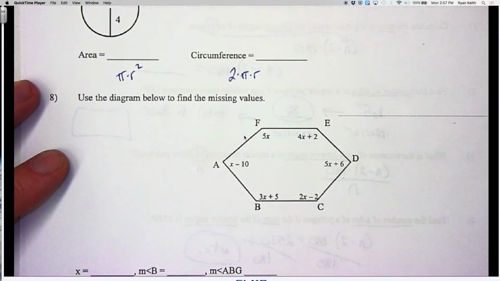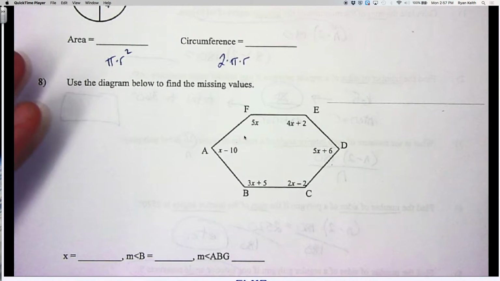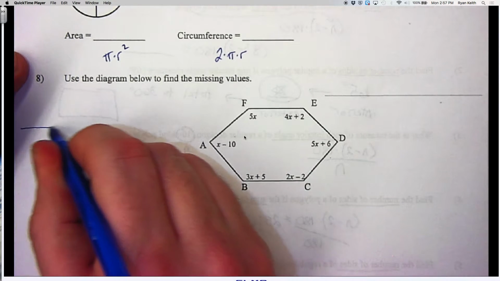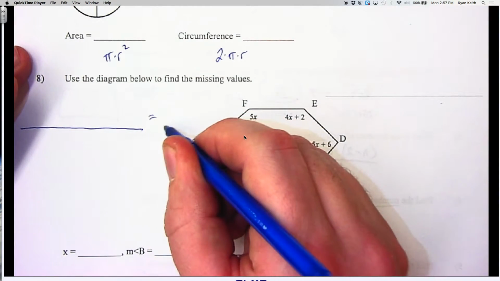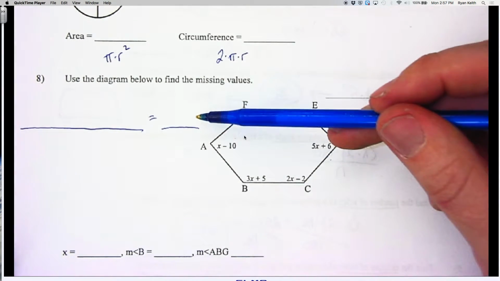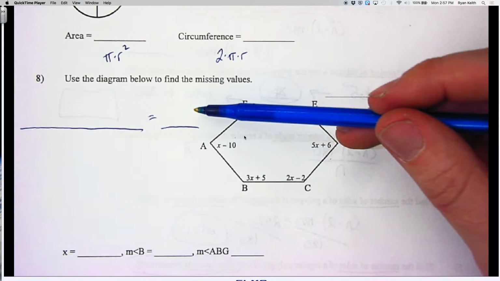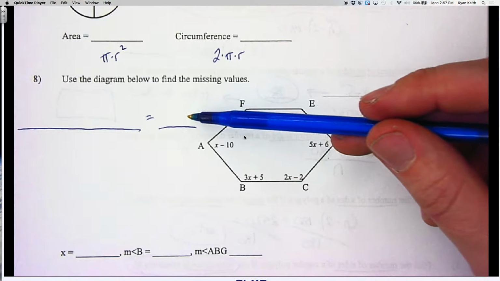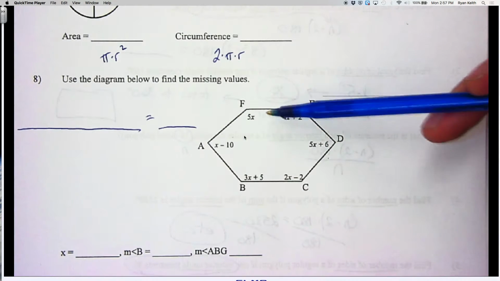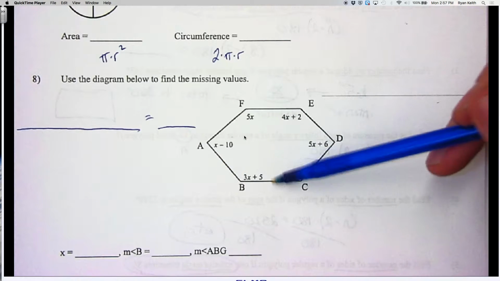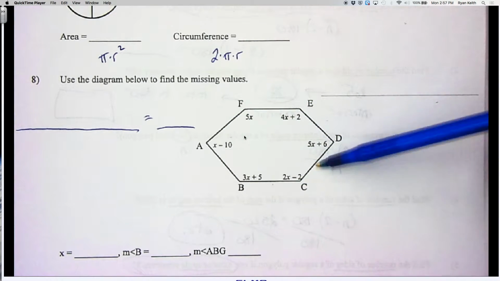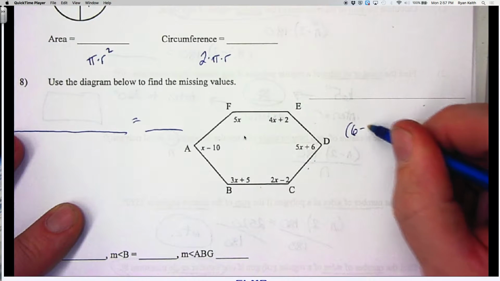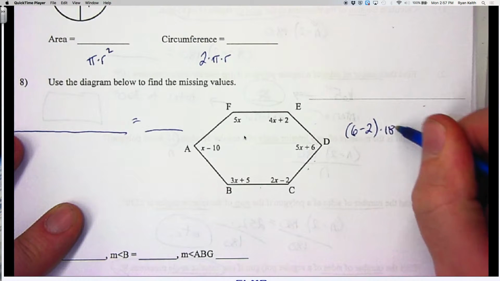Number 8. Okay, the part that a lot of you struggled with on this was you knew you were going to have some kind of an equation and it was going to equal a total, and the number for the total was all over the place. Some of you said 180, some of you said 360, others had different totals. Notice that this is a hexagon, 6 sides. So if I just take a moment over here and take that really easy formula for finding the angle total of any polygon.